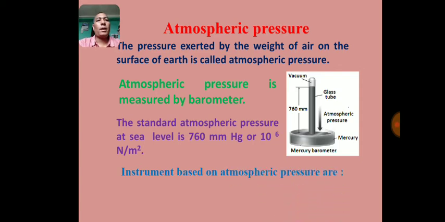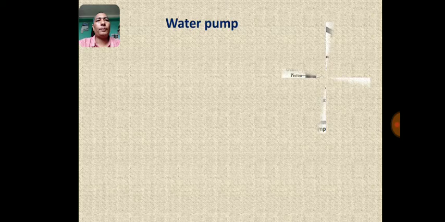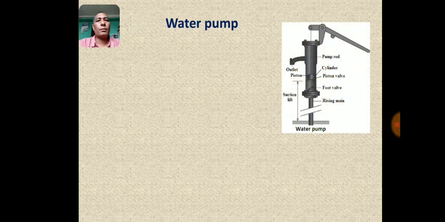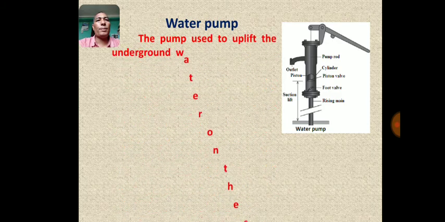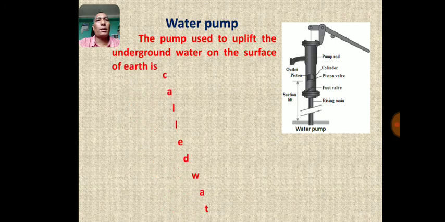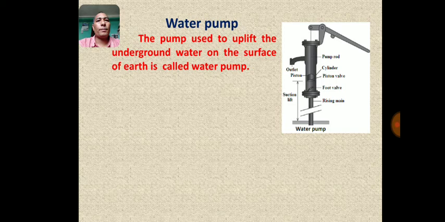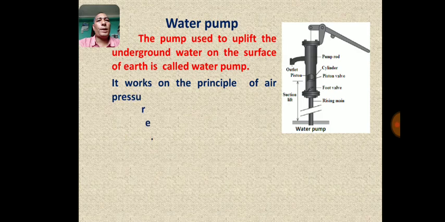Instruments based on atmospheric pressure are syringe, air pump, water pump, etc. Water pump. The pump used to uplift the underground water on the surface of earth is called water pump. It works on the principle of air pressure.